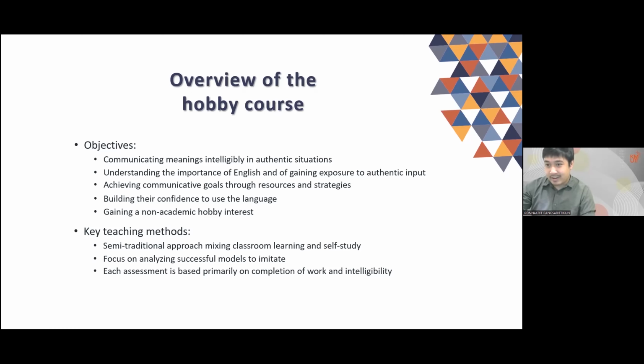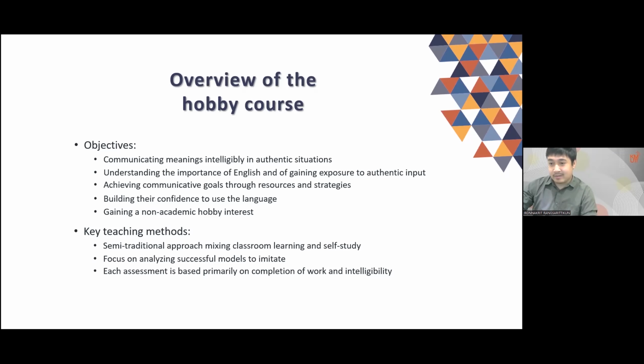So every conversation or every language used should be authentic, and it should be used in real world contexts and real world purposes. The second one is to understand the importance of English. Partly because it's the first course, we have to show them how English is important. And when they understand the importance of English, we expect them to continue to gain exposure to authentic input. In the hobby course, if you still remember the statistics that Richard showed you, the 63% of students still gain exposure to English, right? That's from Reddit. So in that course, we use Reddit as well.